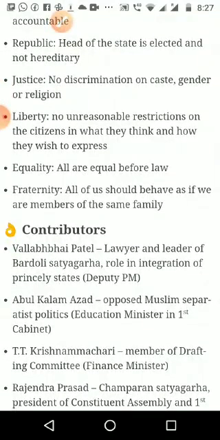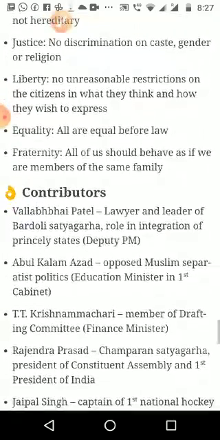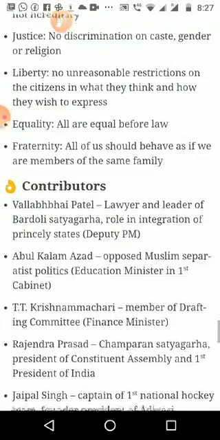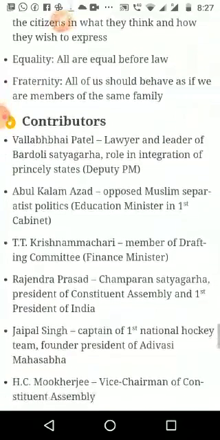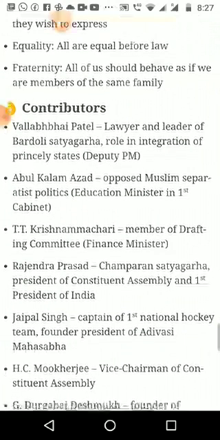Justice: no discrimination on the basis of caste, gender, or religion. Then liberty: no unreasonable restrictions on citizens in what they think or how they wish to express it. Equality: all are equal before the law. Fraternity: all of us should behave as if we are members of the same family.